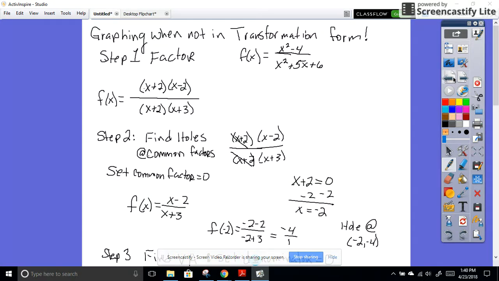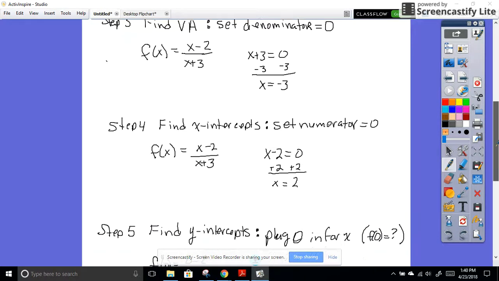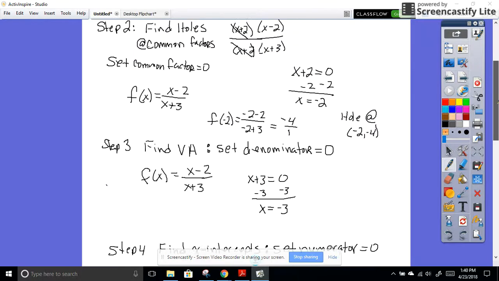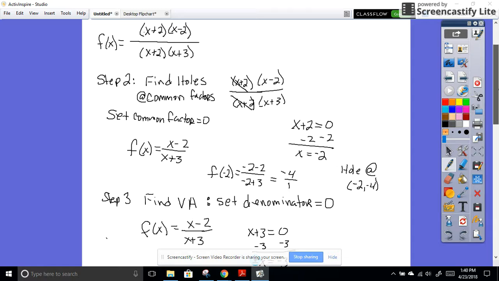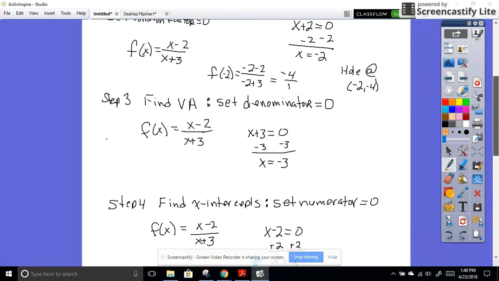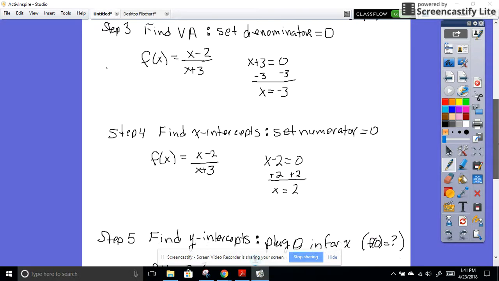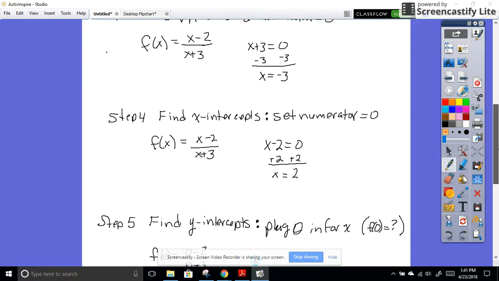We've kind of cheated and looked at the graph on Desmos, but remember, this is supposed to be so you can gather all the information without having to look on Desmos. So step number 1 was to factor. Step number 2, find the holes. How do you do that? Set the common factor equal to 0, the thing that you canceled out. Then plug it in. Step number 3 is to find your vertical asymptotes. How do you do that? Set your denominator equal to 0 and solve. Step number 4, find your x-intercepts. How do you do that? Set your numerator equal to 0 and solve.